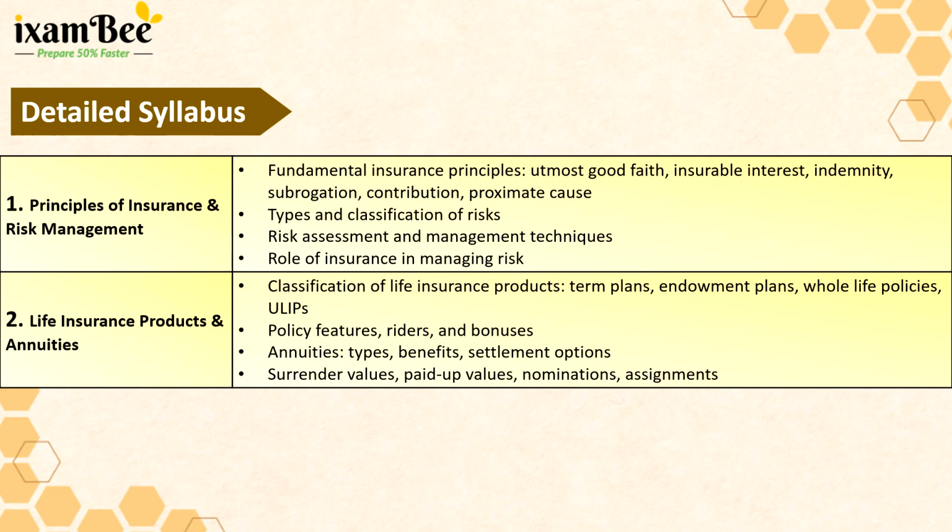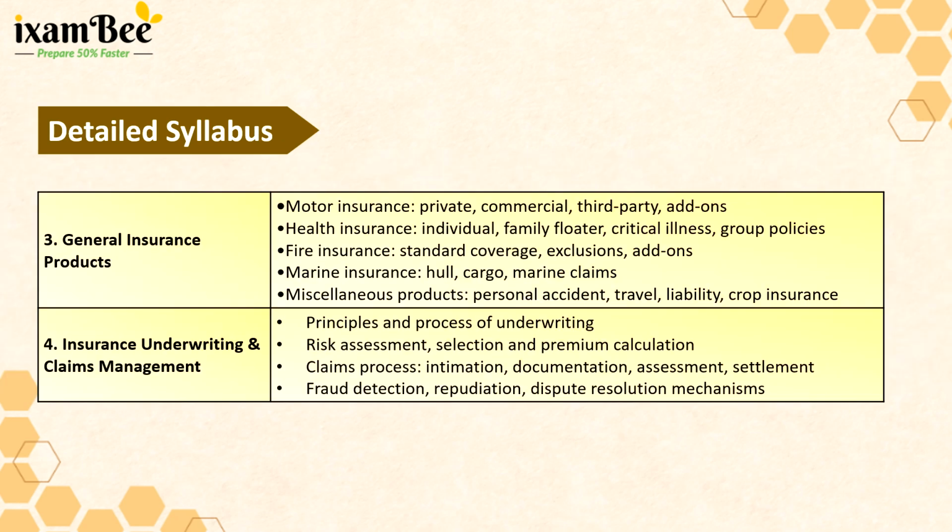Second unit is life insurance products and annuities. This section includes various life insurance products, including term plans, endowment plans, whole life policies, and ULIPs. You will also understand the policy features, riders, bonuses, annuities, surrender value, paid up value, nominations, and assignments. Third unit is the general insurance products, where we'll study the various types of general insurance products prevalent in the market, such as motor, health, fire, marine, and other miscellaneous products like personal accident, travel, liability, and crop insurance.